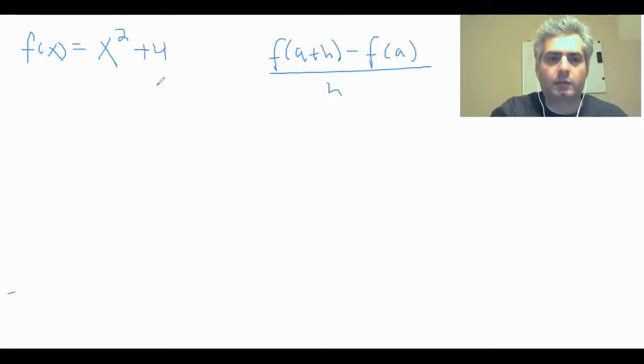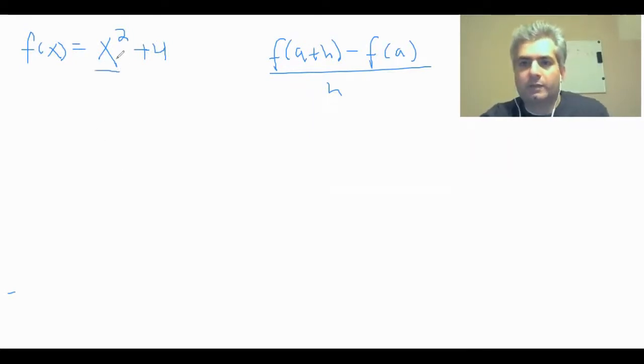Let's say x squared plus 4. Here we know it's a quadratic function. It has no leading coefficient, so it follows the 1, 3, 5 step pattern. The vertex is at 0, and it has a vertical shift of 4 units up, so the vertex would be at (0, 4).